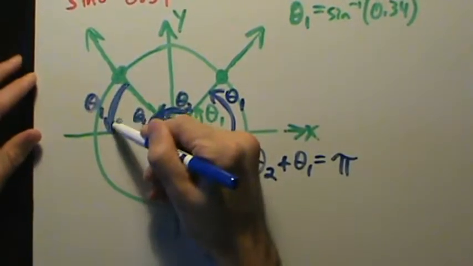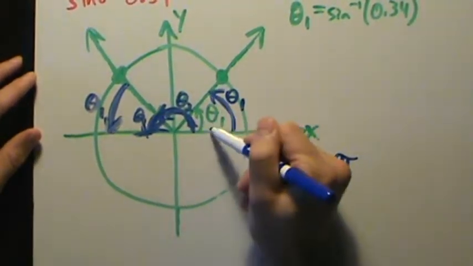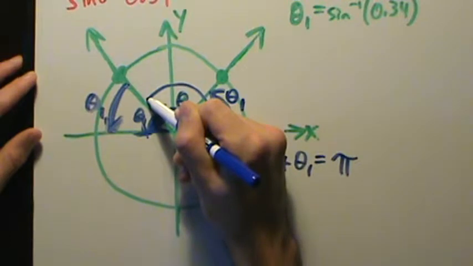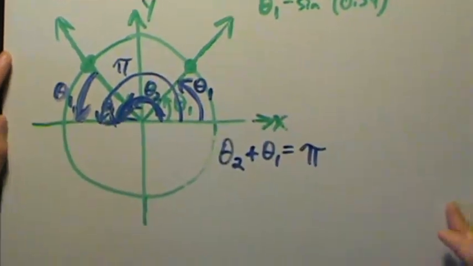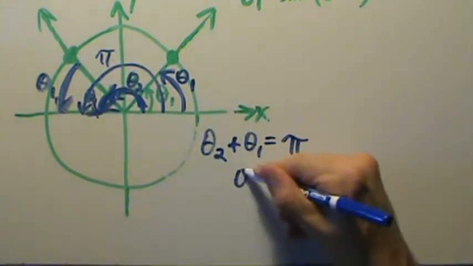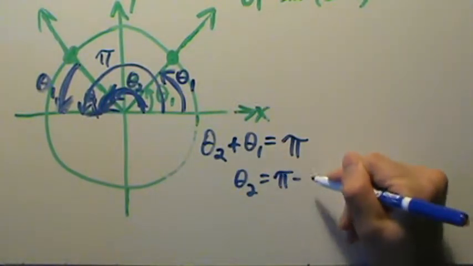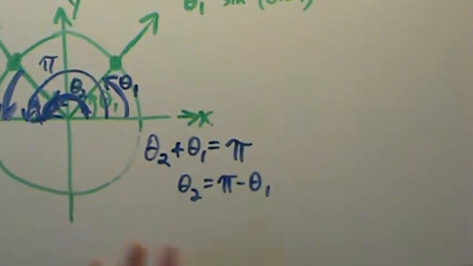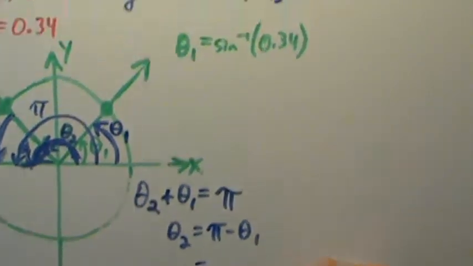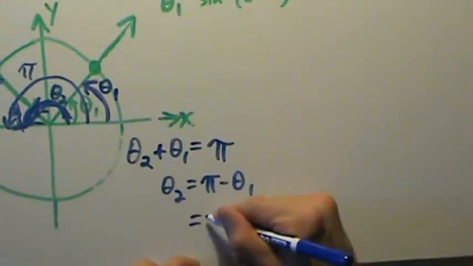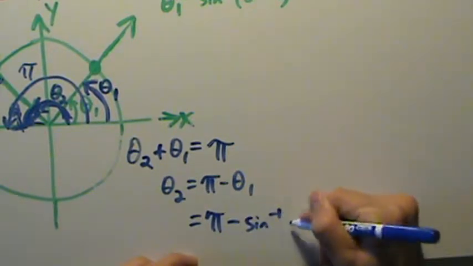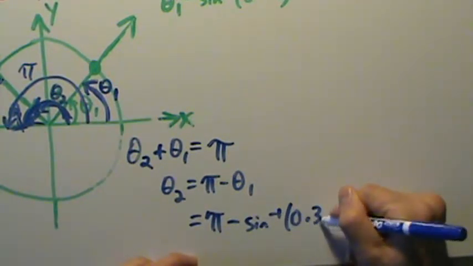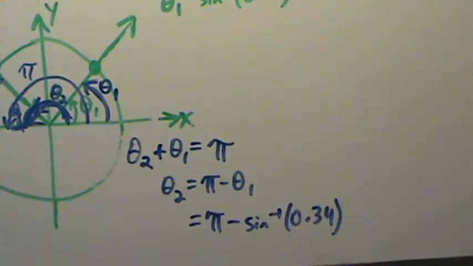So knowing that this angle right here is theta sub 1 tells us, okay, if we go theta sub 2 and then theta sub 1, that's going to put us at pi. So that's how we get theta sub 2. Theta sub 2 equals pi minus theta sub 1. And we know theta sub 1 is the inverse sine of 0.34. So theta sub 2 is pi minus the inverse sine of 0.34.